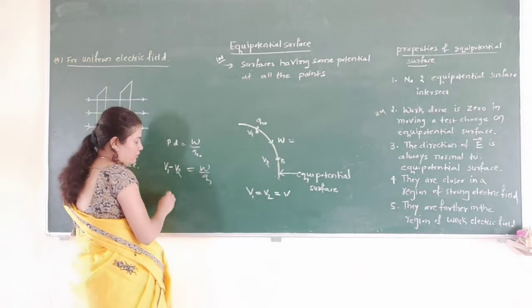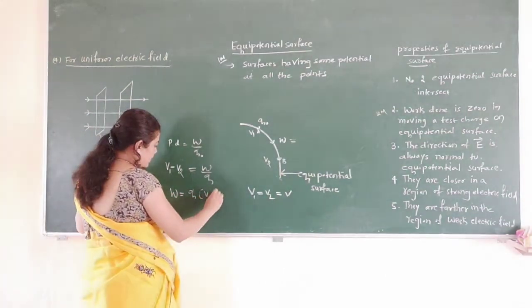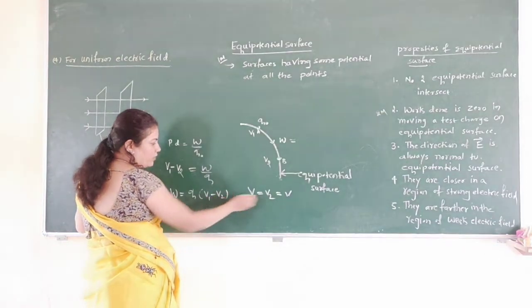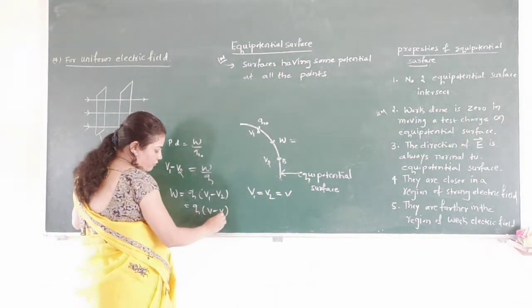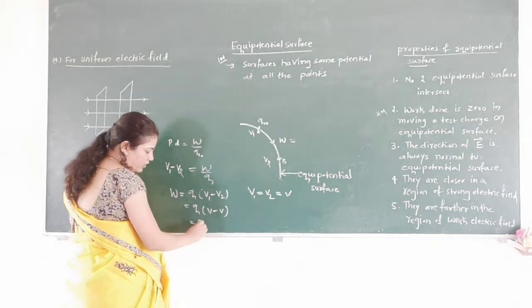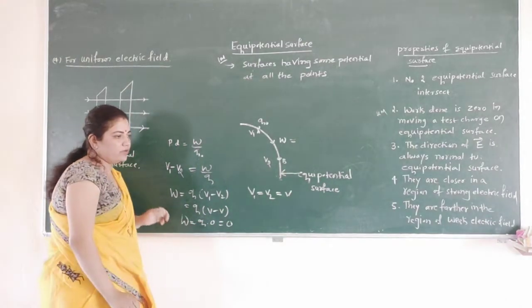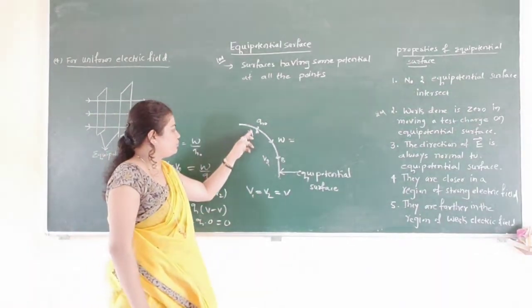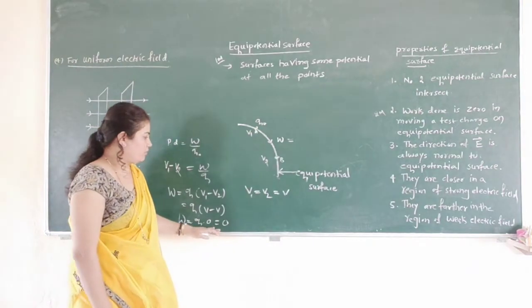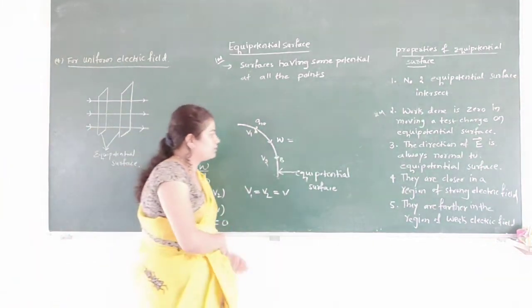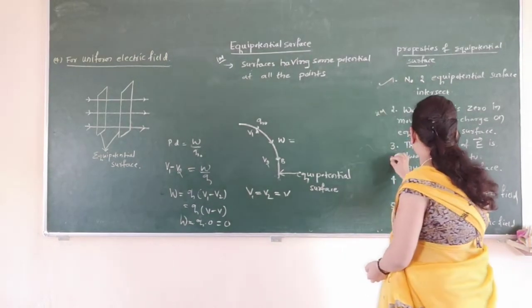We want to calculate W. W equal to Q0 (V1 minus V2). V1 and V2 equal to V, you substitute. Q0 (V minus V). V minus V will be 0. Q0 into 0 equal to what? 0. Therefore, there is no work done if we move charge from one point to another point on equipotential surface. This you have to do. Okay, first property, second property and third property.